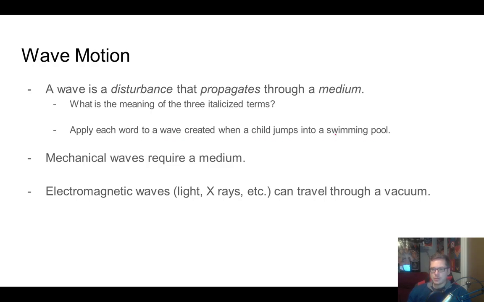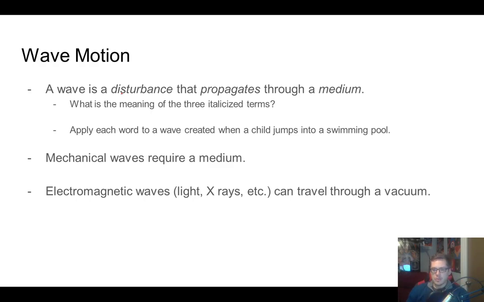Okay, and so for example, we want to apply each word to a wave created when a child jumps into a swimming pool. Okay, so the child jumps into the swimming pool, so the act of the child hitting the water disturbs the water, and then it creates waves through the medium of the water, and then the waves propagate themselves out, right? And we've all jumped into pools before, and we know that those waves come out as circles from where they're at.